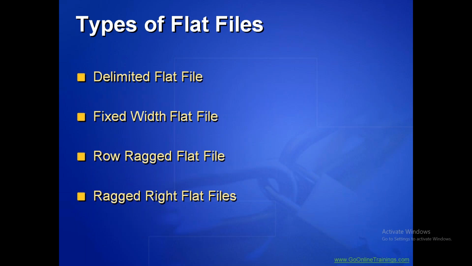Now, in terms of flat files, we have a lot of flat files. One is called delimited flat file. Then we have a fixed width flat file. Then we have ragged flat file. Then we have ragged right flat file. There are four types of flat files, or people will say these are called CSV files also. Okay.